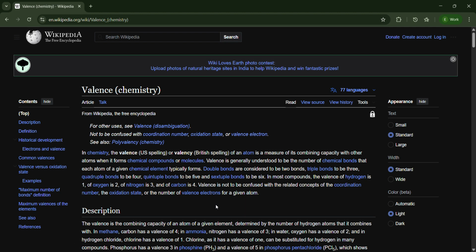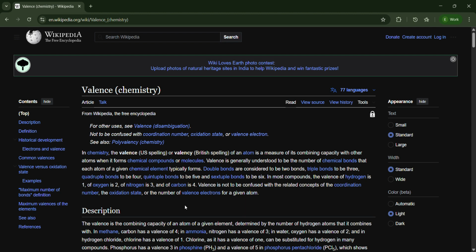So valency is basically the combining or interacting capacity of a given molecule or an atom. For example, for hydrogen it is 1, oxygen is 2, nitrogen is 3, carbon is 4. Valence is not to be confused with the related concepts of the coordination number, the oxidation state, or the number of valence electrons for a given atom.